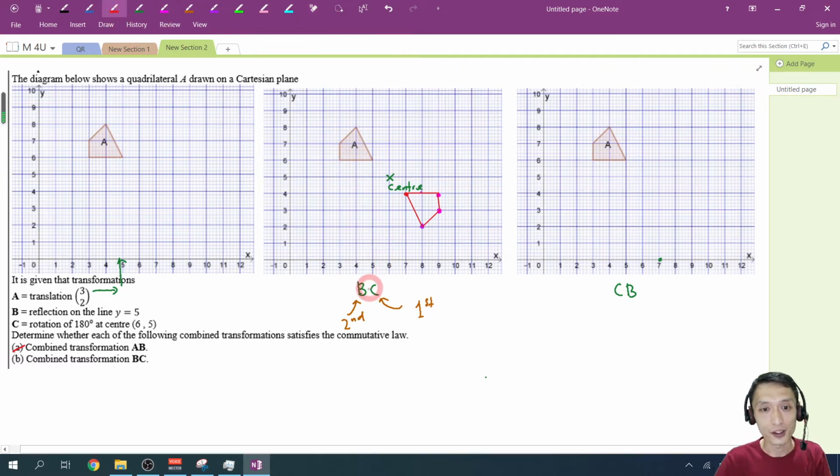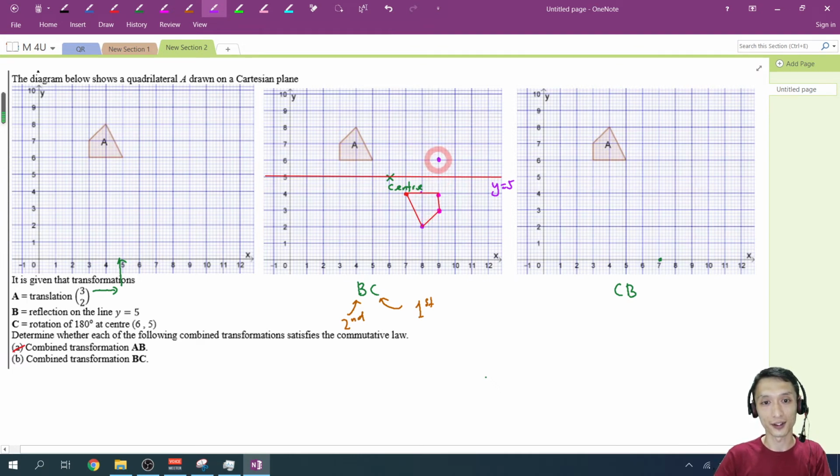Okay, so the next transformation is B. B is a refraction on the line y equal to 5. This is a refraction, so definitely I need to draw the axis of refraction first, which is y equal to 5. Now I'm going to refract this image.